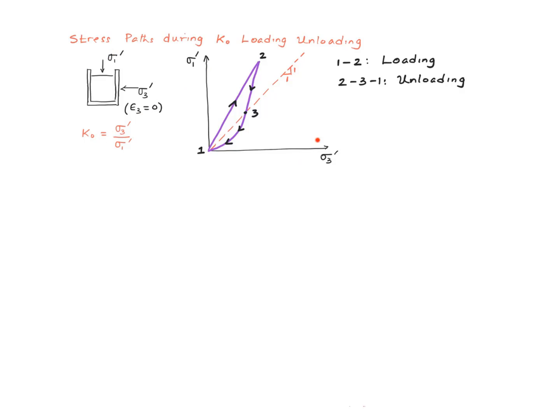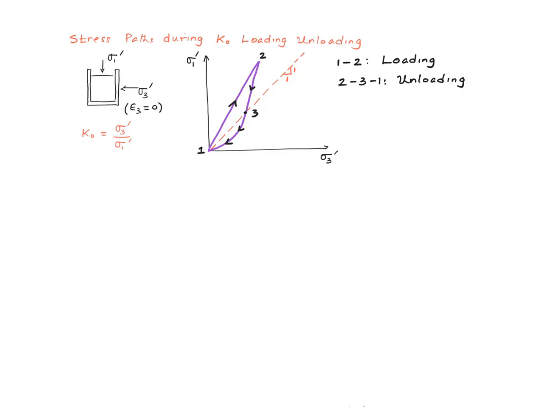So here is the experimentally established fact. This is the sigma 1 prime, sigma 3 prime space. Let me emphasize that these will have to be the effective stresses, not the total stresses. So anything that we're going to talk about here applies only when you plot the effective stresses. So 1 to 2 represents loading, and then 2 to 3 to 1 represents unloading.